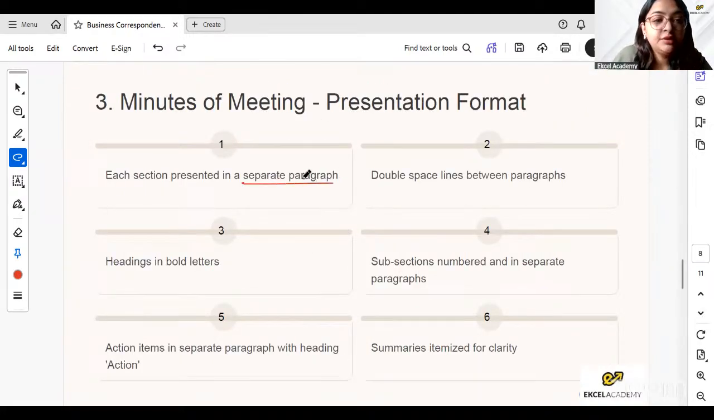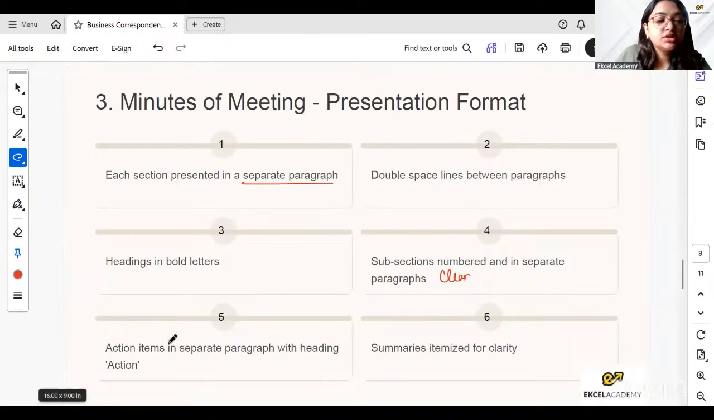You should have a separate paragraph for each section, double line space between paragraphs. So between the same paragraph, you have a single line space. Between two paragraphs, you have a double line space. Your heading should be in bold letters. Why? So that there's enough emphasis on it. Subsections numbered and in separate paragraphs. Why is it this? So it makes it very clear and easy to understand.